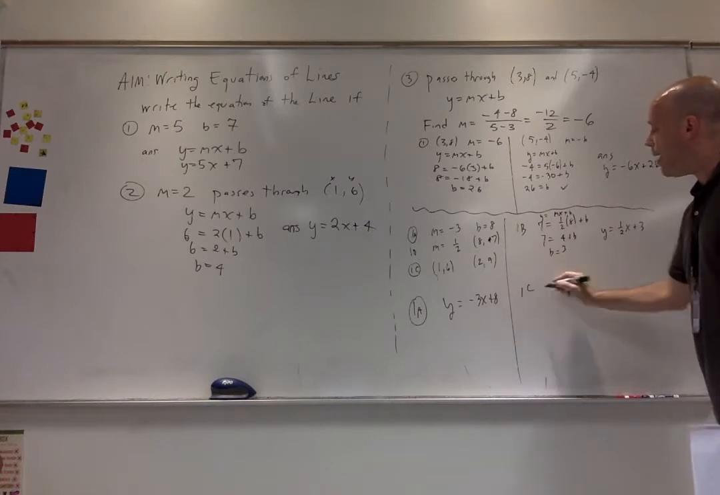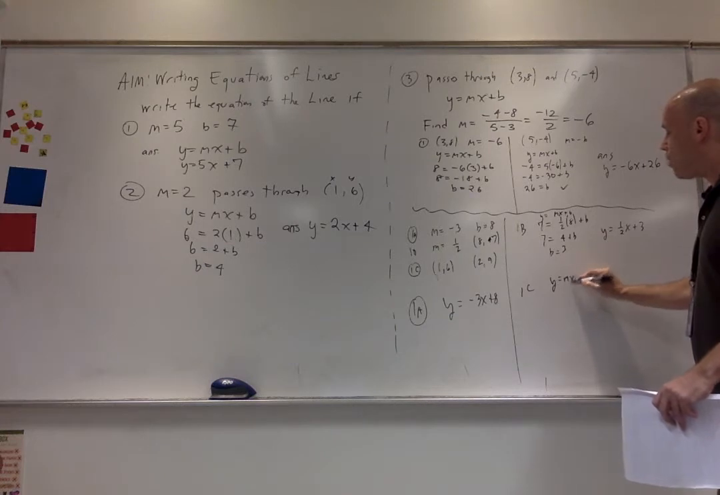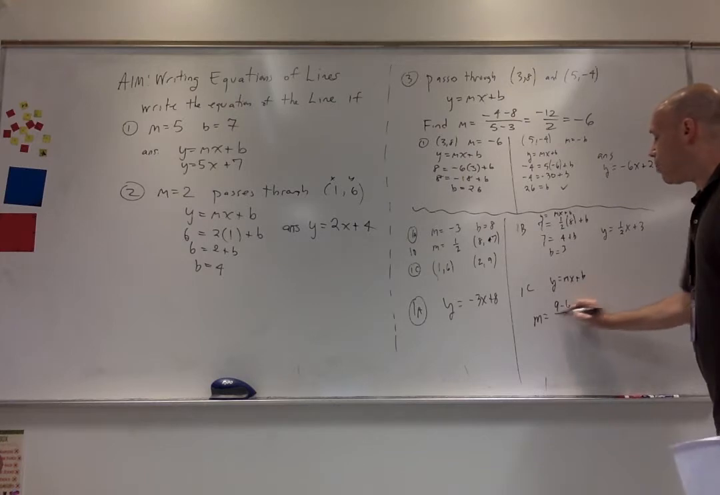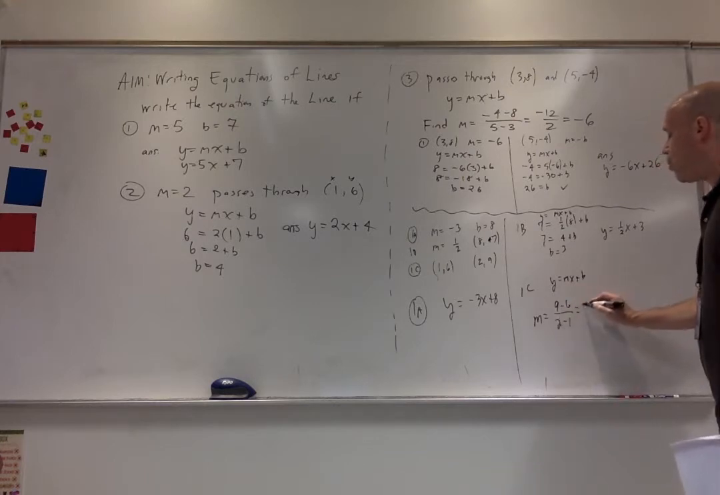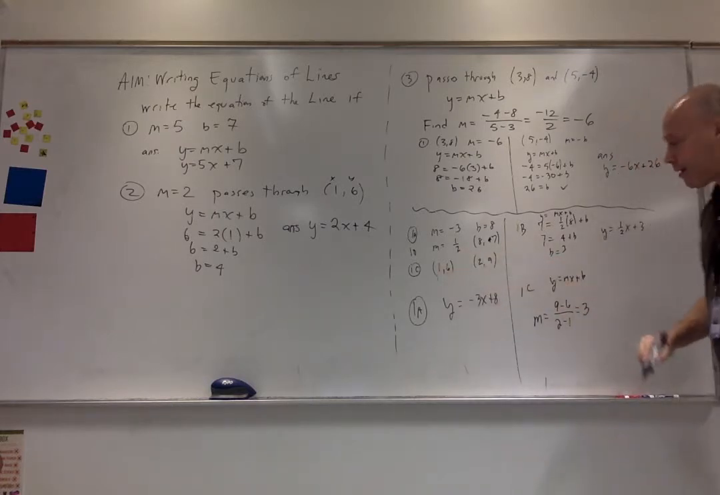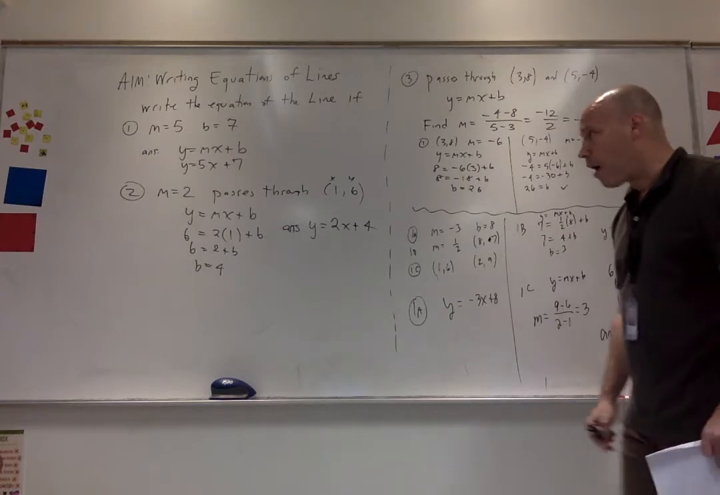And then for 1c, we have y equals mx plus b. The slope is going to be 9 minus 6 over 2 minus 1, which is 3. So I'm going to pick 1, 6. So 6 equals 3 times 1 plus b. 6 equals 3 plus b. b equals 3. Answer, y equals 3x plus 3. Did you get them correct? Good. Let's move on.